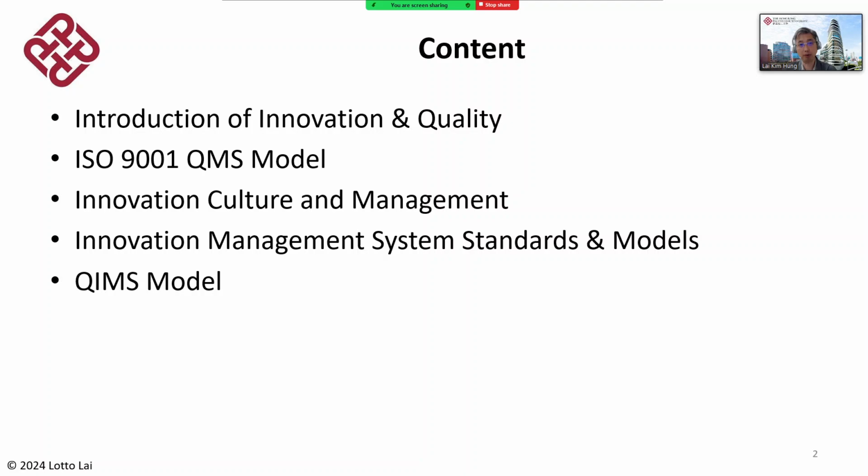First, I will talk about what innovation and quality are, what the relationship between them is, and then I will introduce the most popular ISO standard, the ISO 9001 quality management system model. After that, I will introduce innovation culture and management, and different methodologies to implement in your company. And then innovation management standards, different innovation management system standards and models, are introduced. At the end, the integration between the KMS-based innovation management system model is also introduced and mentioned.